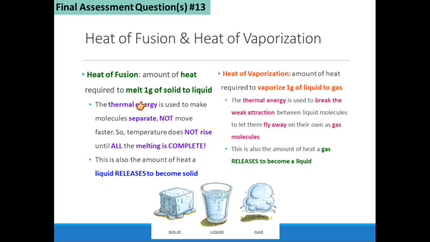Now, in this process, when we are using the heat of fusion, the heat is only going to making the molecules separate from each other. So it's only causing the melting to happen, but the temperature is not going to actually change because it does not make the molecules move faster until all of the melting is completed. Once all the melting is completed, then the molecules can begin to move faster, which will then increase the temperature. This is also the same amount of heat that the liquid needs to release in order to become solid. So the opposite would also be true.